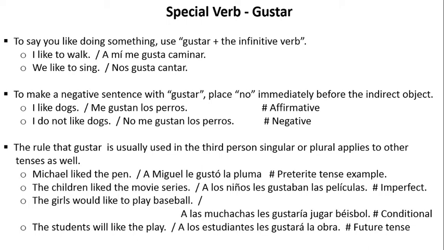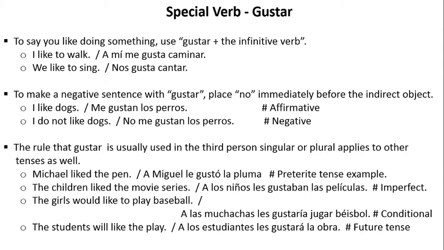Now, to say you like doing something, use gustar plus the infinitive verb. For example, I like to walk. A mí me gusta caminar. We like to sing. Nos gusta cantar. To make a negative sentence with gustar, place no immediately before the indirect object. For example, the affirmative sentence is, I like dogs. Me gustan los perros. The negative sentence would be, I do not like dogs. No me gustan los perros.